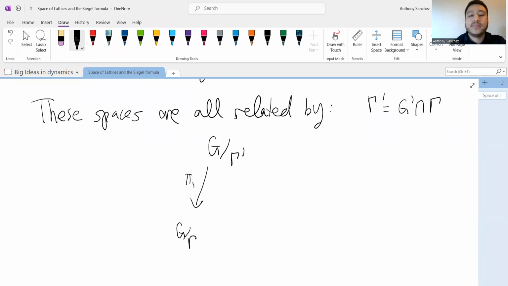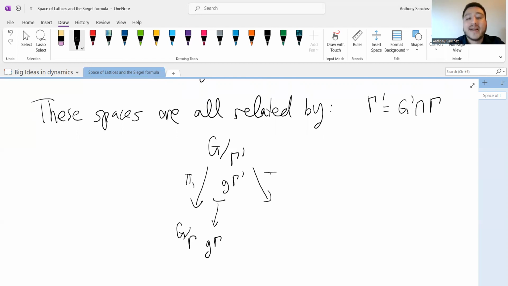How do I do this? If I grab some element inside of this coset space, how do I get a coset in here? I'm just going to drop the gamma prime. So gamma prime is smaller than gamma. It's an intersection with something else. And so now when I take G and mod it out by this smaller thing, I should think about this as like a cover of the thing that I would get, G mod gamma, right? Gamma is bigger, so G mod gamma is going to be smaller. And so in that way, it's kind of like a cover.